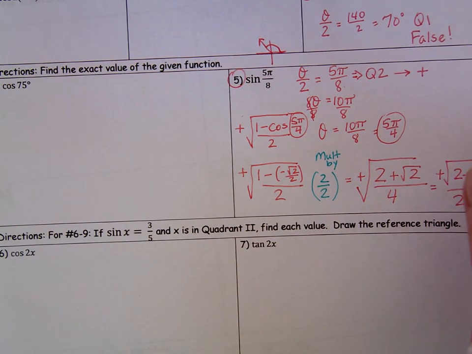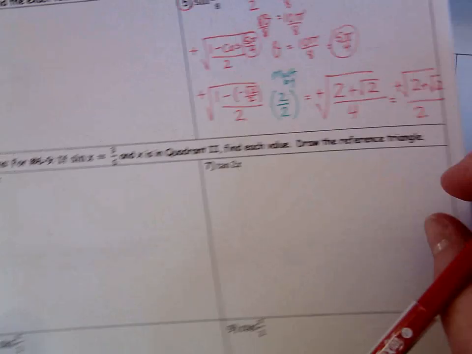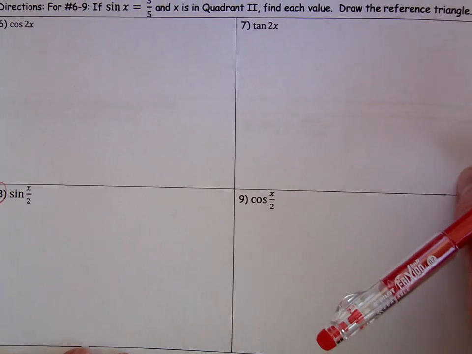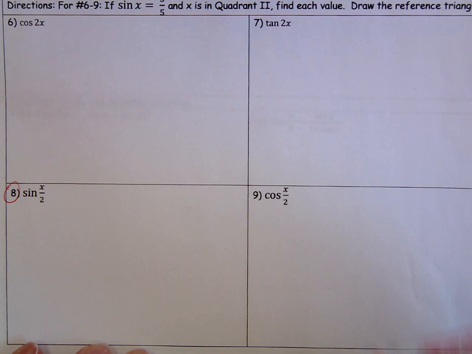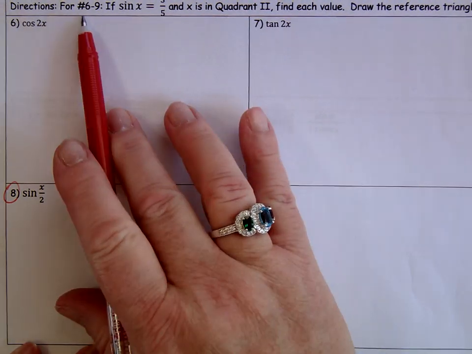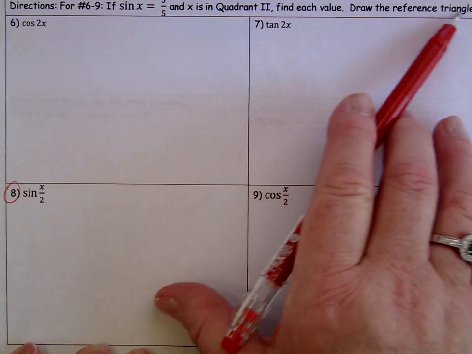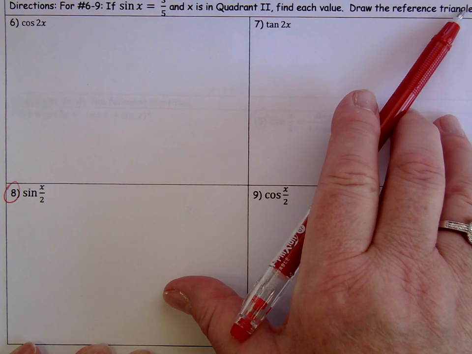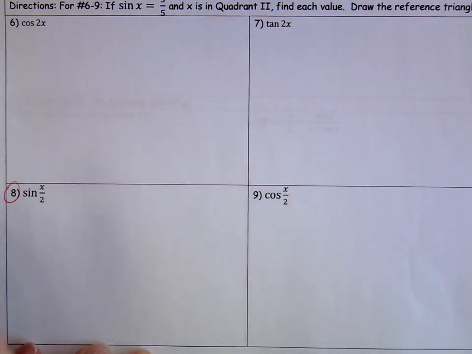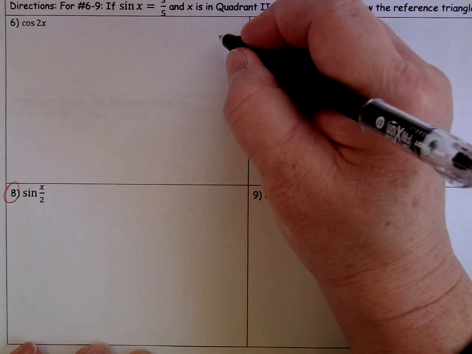Alright, on this side, the last one I want to do is number 8. Happens to also be a sine of x over 2. And for this one, they say for the directions 6 through 9, you're using this information. And you have to draw a reference triangle first. So we're going to look at drawing the reference triangle. So let me come up here and take the information.